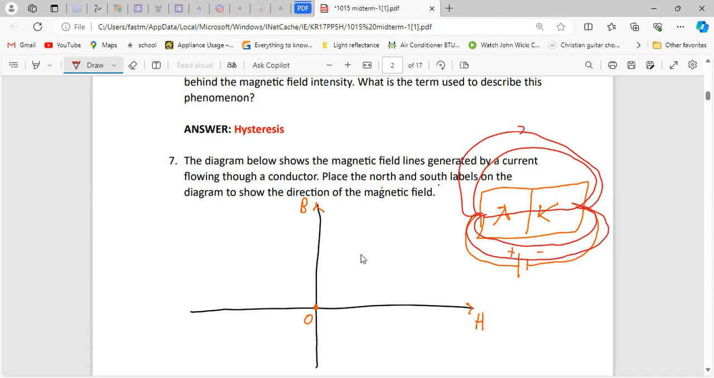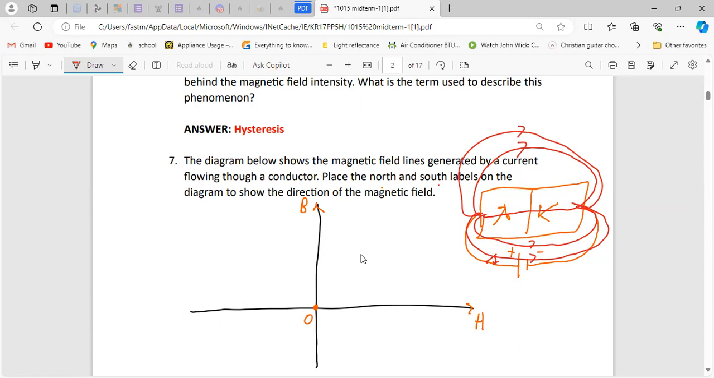So let's say the magnetic field is going in this direction. Let's say you had a switch. The moment I put on the switch, the magnetic field will generate, and it will increase up to a maximum value. Because of the material and all the losses, the magnetic field will not just increase to infinity. It will go up and stop at that point.